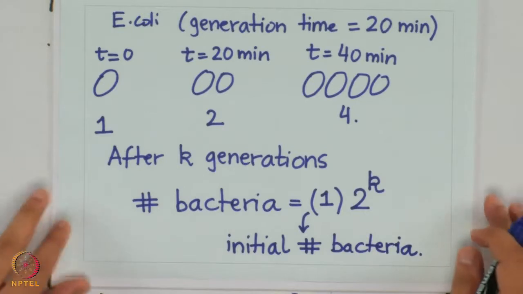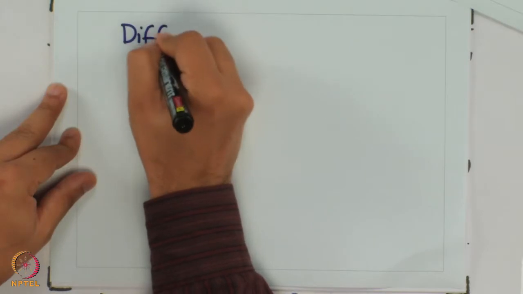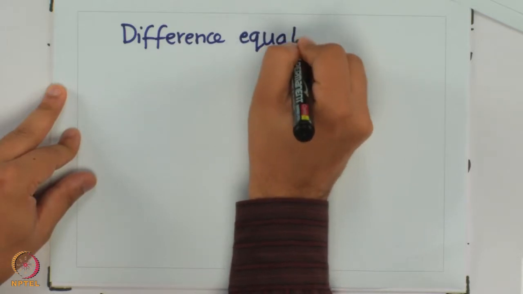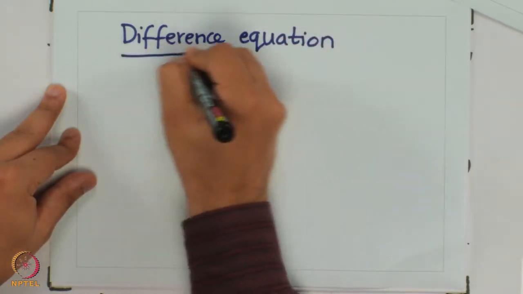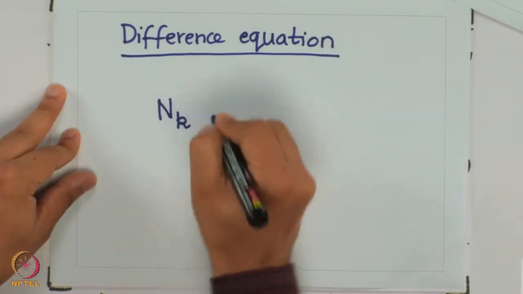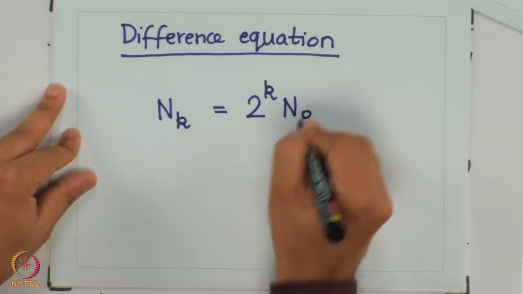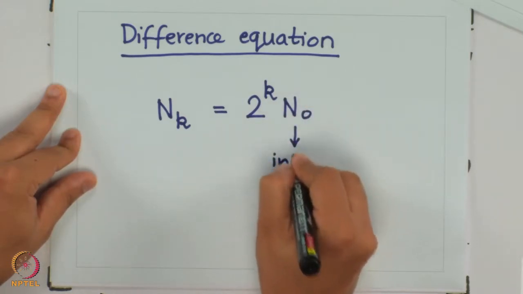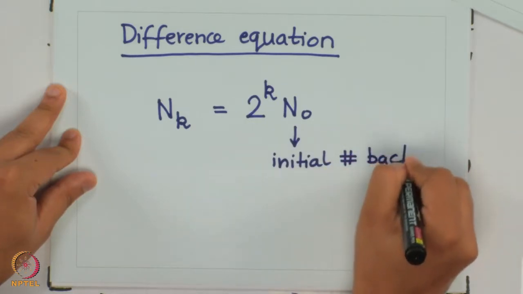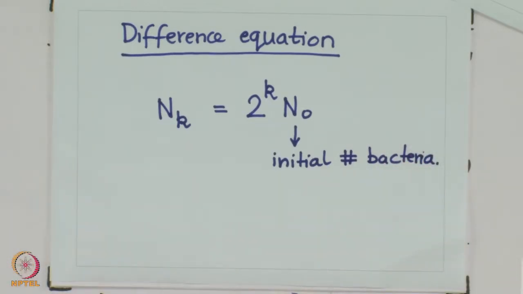This type of an equation is what is called the difference equation, and we can rewrite this as: bacteria at the end of k generations is equal to 2 to the power k times n naught, where n naught is the initial number of bacteria. So with this equation, this is called the difference equation.